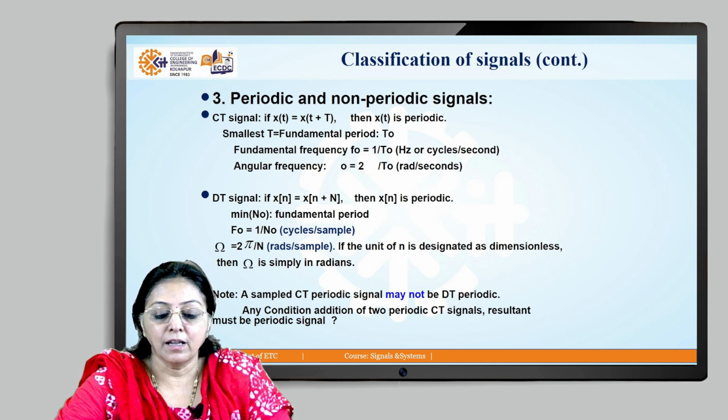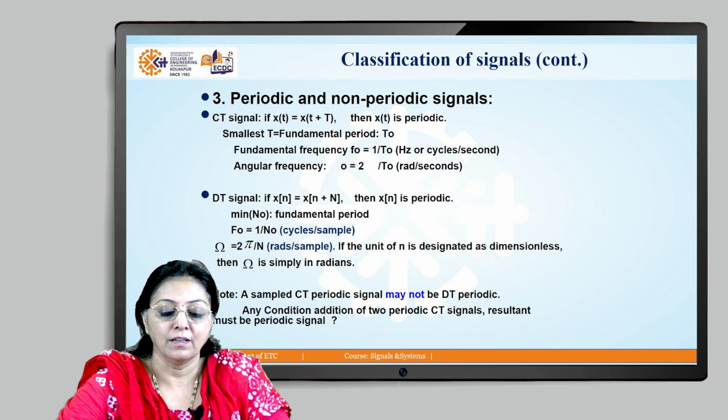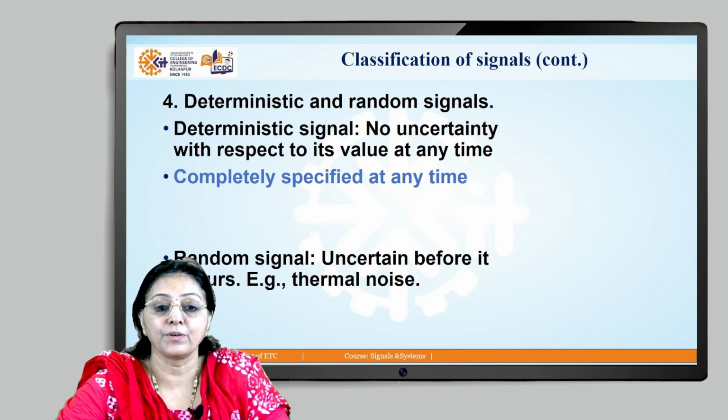Okay. Then a sampled continuous time periodic signal may not be discrete time periodic. Under any condition, adding two periodic continuous time signals, the resultant must be a periodic signal. So it is one note they have mentioned, and you should take care about this one.